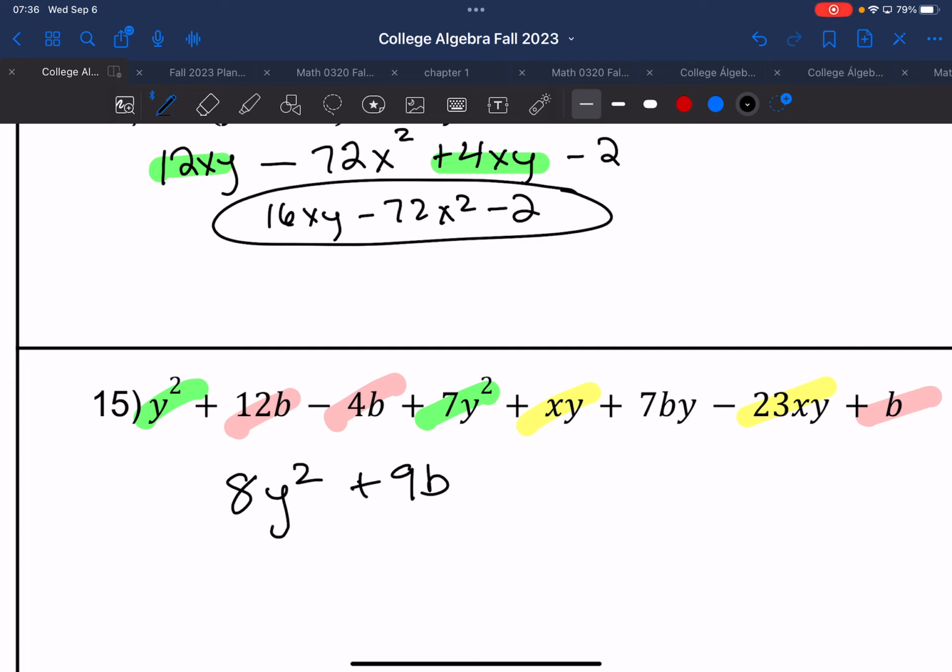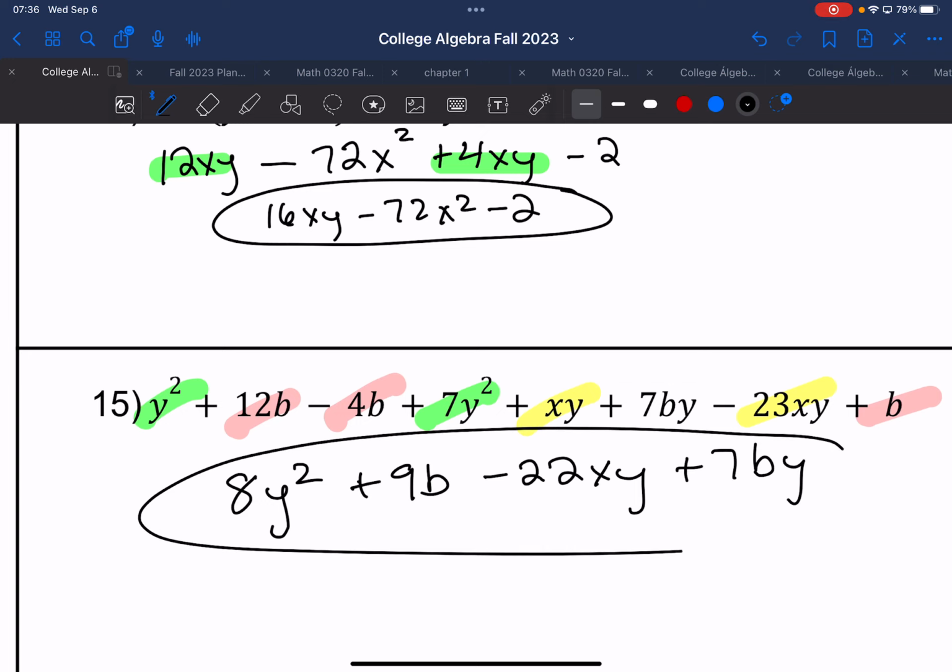Okay, then I'm looking at my xy, so I have 1xy and a negative 23xy, so I have a negative 22xy. And I'm going to bring down that 7by because it didn't have anything to combine with. So that's my answer.